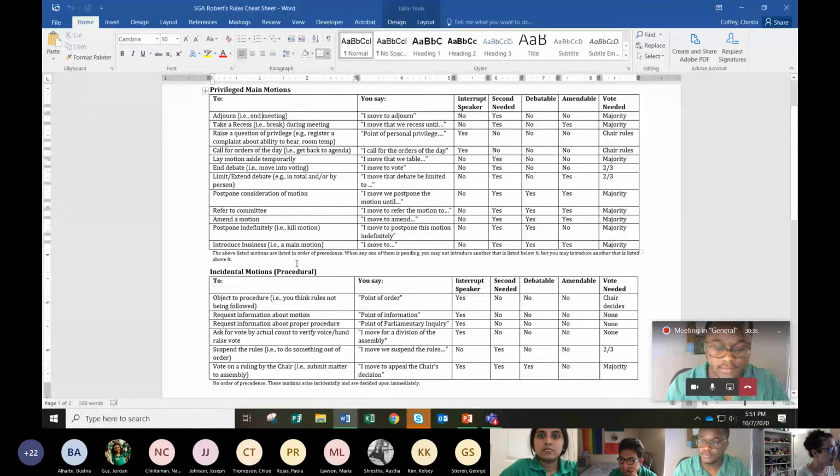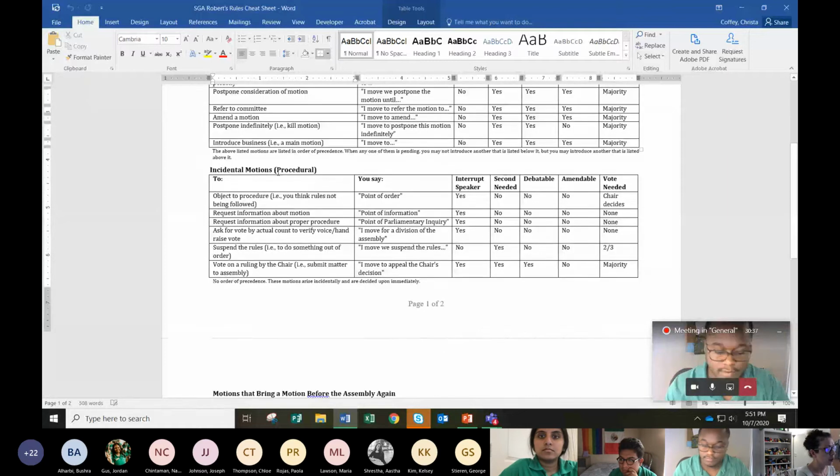All right. Same for incidental motions. These have no order, so these are not in any sort of ranking order, but it just says, like, if you want to object to the procedure, this is what you say. Point of order, this is not okay right now. Robert's rule says we can't do this. Can you interrupt a speaker? Do you need a second? Is it debatable? Is it amendable? And then what's the vote needed? In this case, this is the one that Cam would decide if he'll take your objection. Okay, so.